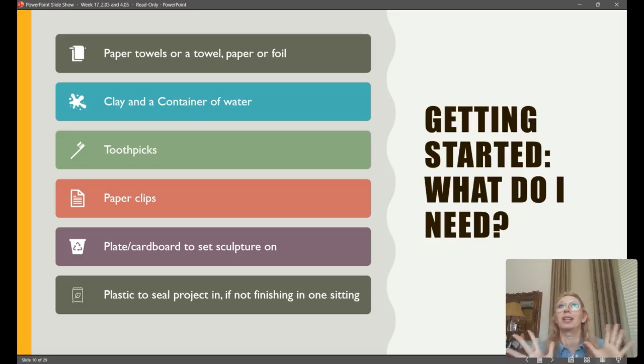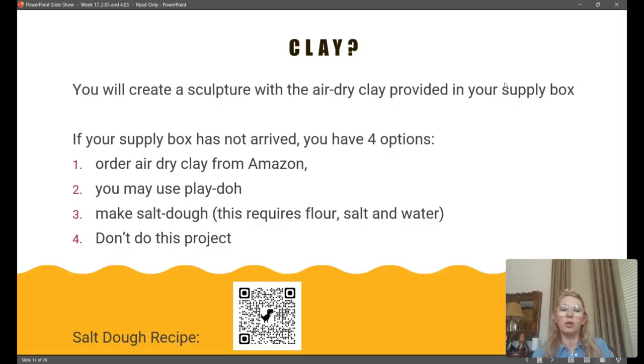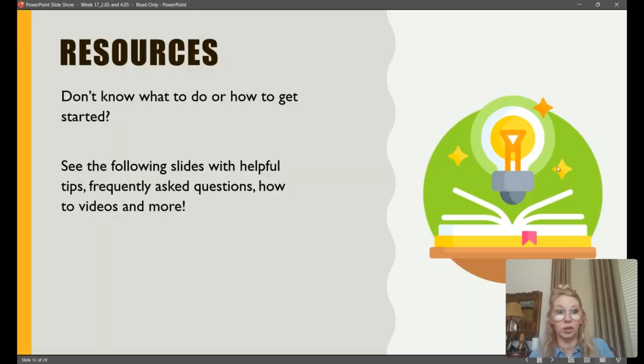The air dry clay dries quickly. That's why it's called air dry clay. So just be careful. If you don't finish in one sitting, you need to put it in a Ziploc bag or something like that. So you're going to create a sculpture with your air dry clay. If you did not get air dry clay, you can order some off of Amazon. You can use Play-Doh. You can use salt dough. Here is the recipe for that right here. Or just don't do the project. That's your other option. We've got lots of other options for things for you to do.